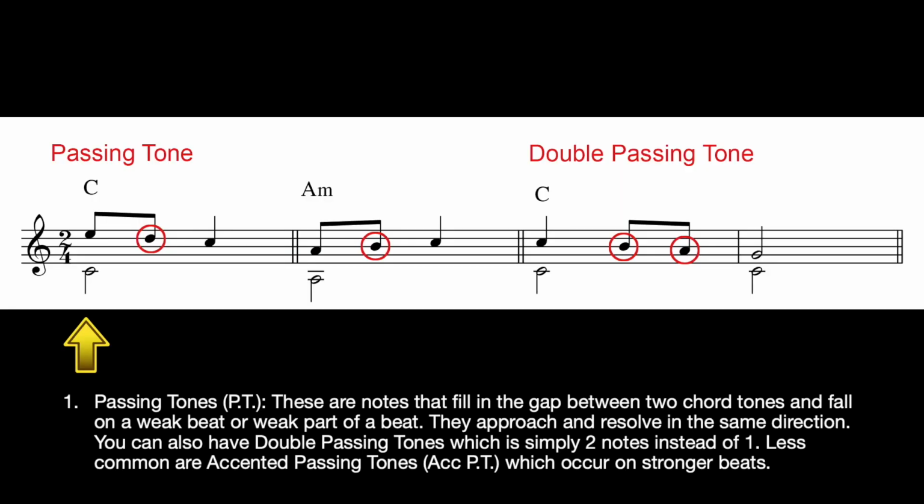On our list of non-chord tone possibilities, the first one is passing tones. These are notes that fill in the gaps between two chord tones, and they appear on a weak beat or a weak portion of a beat. They approach and resolve in the same direction.